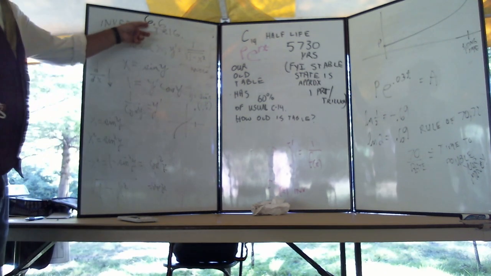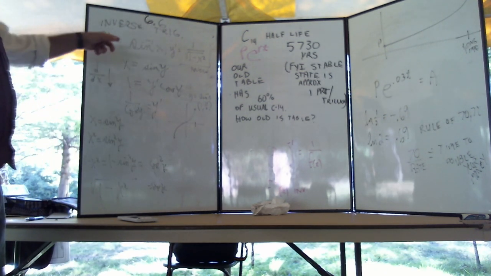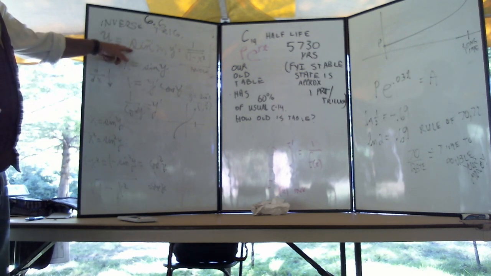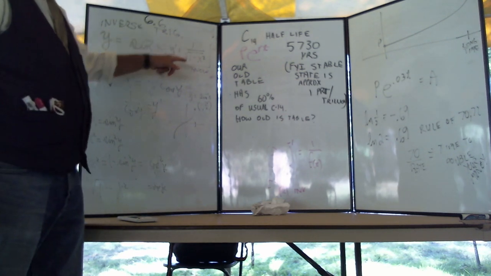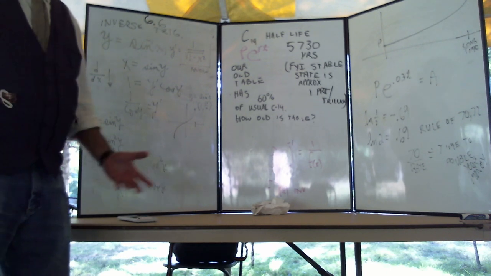And then we started section 6.6. The derivative of inverse sine of x is 1 over the square root of 1 minus x squared. That you have to know.